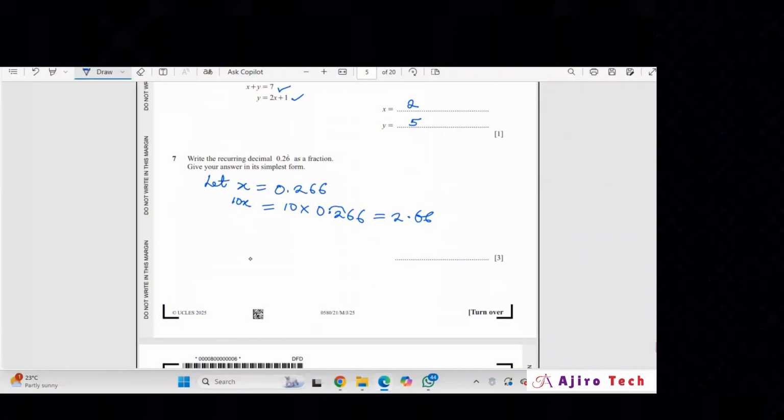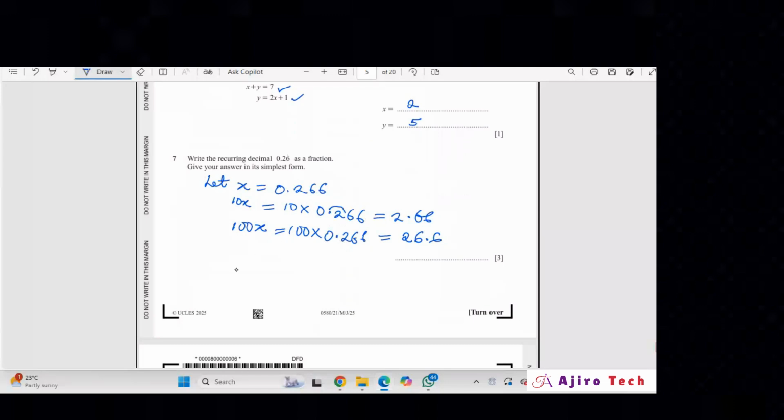Now the next step, let me multiply by 100. I'll show you something now. 100s will give us 100 times 0.266. Now I told you that when it's 10, you move the point by one place, right? If it is 100 now, what is the answer? You are going to have 26.6. You are going to move it inside twice.